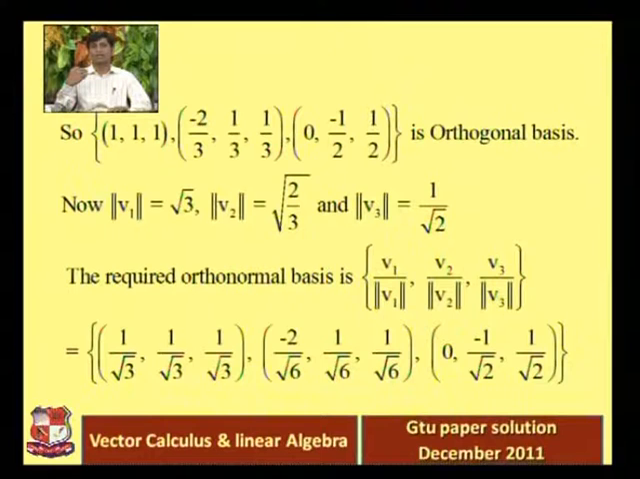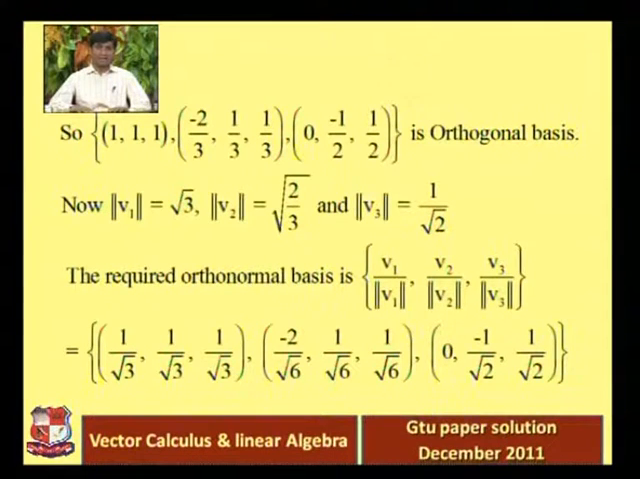We have already done this process some time before. So we find the norm of each vector. Norm v1 is equal to under root 1 square plus 1 square plus 1 square, so norm v1 is under root 3. Norm v2 is equal to under root 4 by 9 plus 1 by 9 plus 1 by 9, so that is exactly under root 2 by 3. Norm v3 is equal to under root 0 square plus 1 by 4 plus 1 by 4, so that is 1 by root 2.